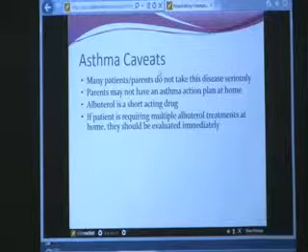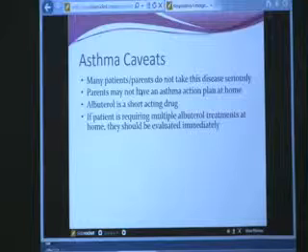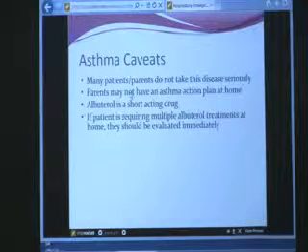Like I talked about, with many of these patients, parents don't take their disease very seriously. Even as they get to be teenagers, I think they're probably less compliant. They don't have an action plan. Their albuterol is short-acting, and if they need multiple treatments, they probably need to be seen in the ER because they probably need steroids and maybe even admission.